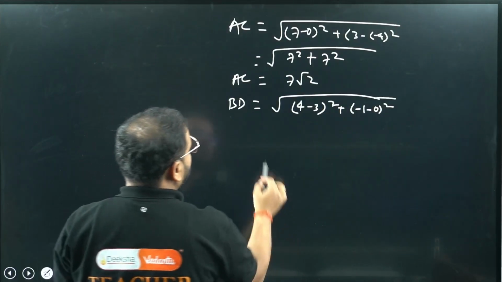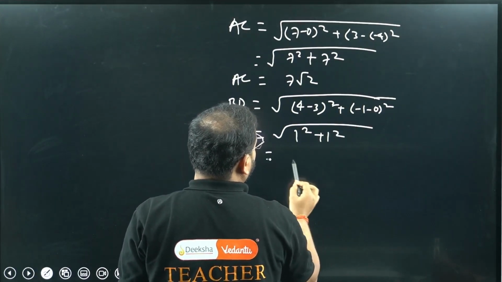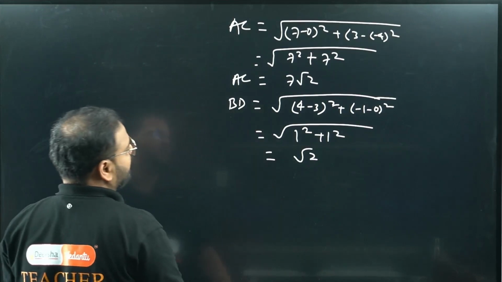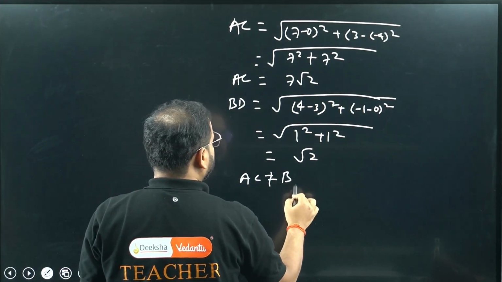What am I getting over here? I'm getting this as 1 square plus 1 square. How much is that? Root 2. Are they equal? What am I getting? AC is not equal to BD.